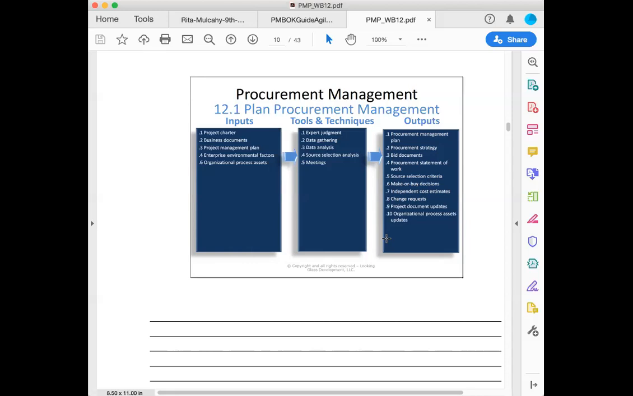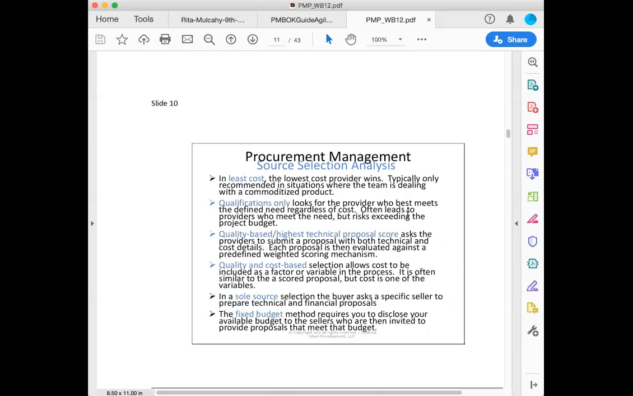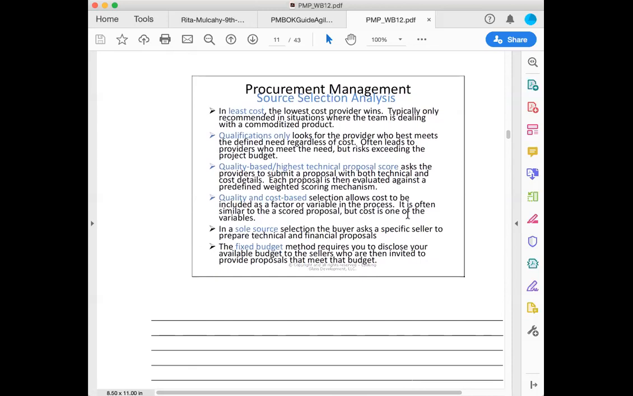Leaving this is the procurement management plan of how we're going to procure things, the strategy behind the procurement, bid documents, procurement statement of work, source selection criteria, make or buy decisions, independent cost estimates, change requests, project document updates, organizational process updates. And one thing to note with organizational process assets updates, this is seen in maybe 2 or 3 different process groups. I have to find the other 2 or 3 that I saw, but that was something to note.